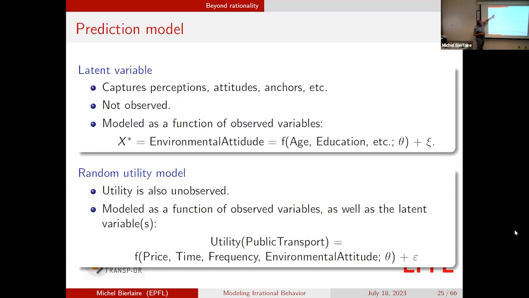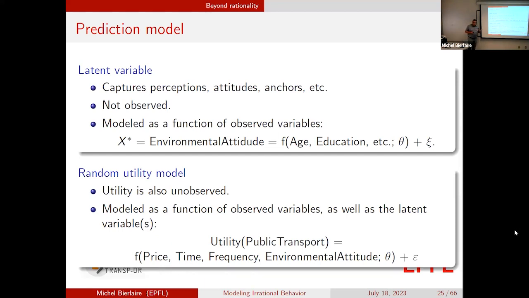So we call the latent variable this subjective concept. It can be the perception, for the Y in this example, like the decoy. In this example, this is the perception of the attitudes towards the environment. So I denote it by X star. I put star to mention that it is latent. It's a random variable that I cannot observe, but that will play an important role in my model.